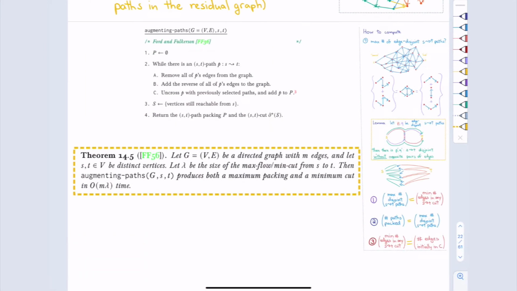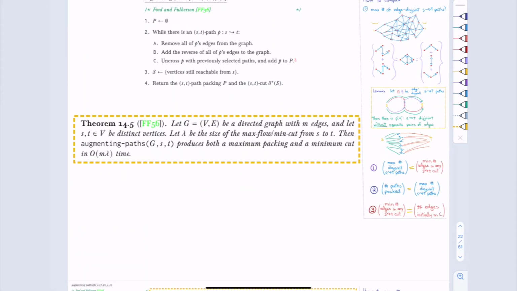The algorithm itself, due to Ford and Fulkerson, takes linear time per path you select. So the common way to state this is to say it takes m lambda time, where lambda was the optimum value. It'll give you both the path packing, and it'll give you the minimum ST cut.